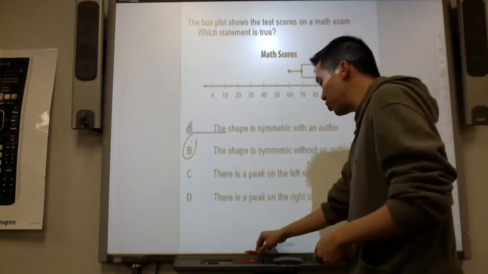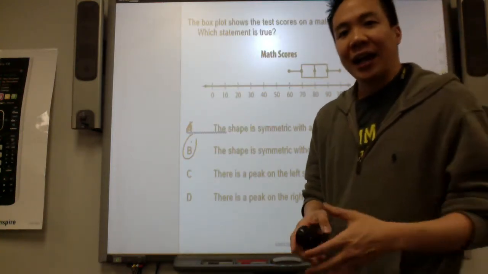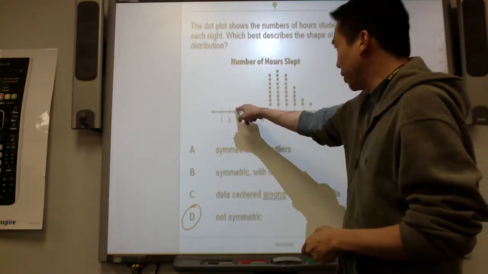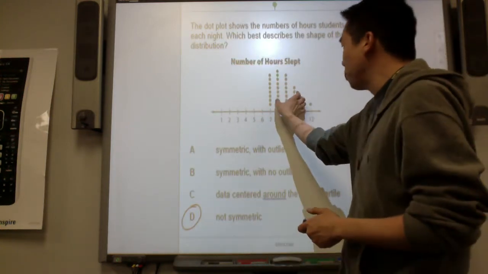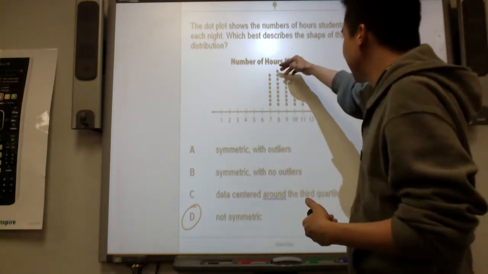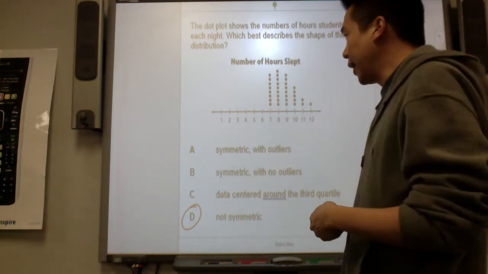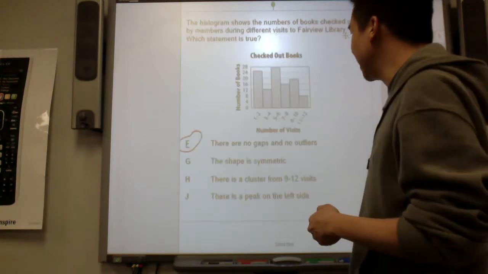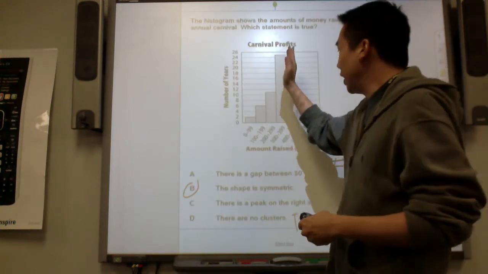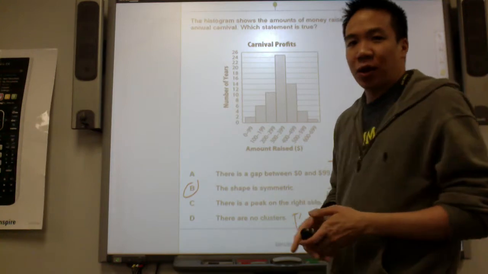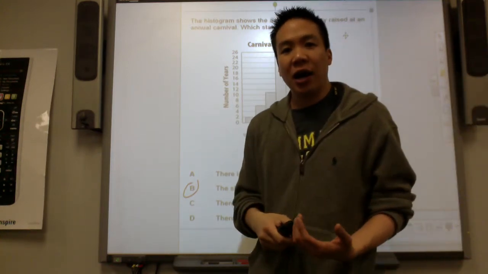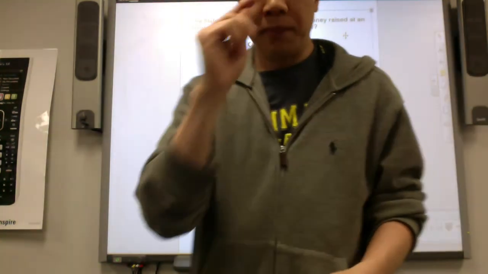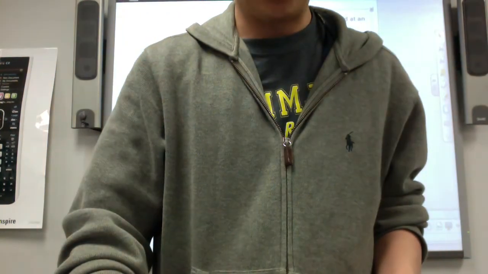So what we learned is there's a gap. A gap is an empty space, like here. There's a cluster, meaning a grouping of numbers. Peak is the highest point, and an outlier is something by itself. And symmetrical is like this one, where if you split it in the middle, the left looks like the right. So that's how you can describe graphs. All right, that is shape of data distributions.